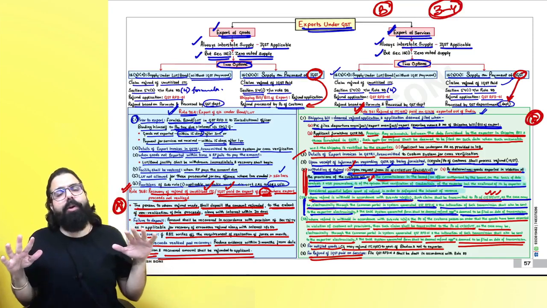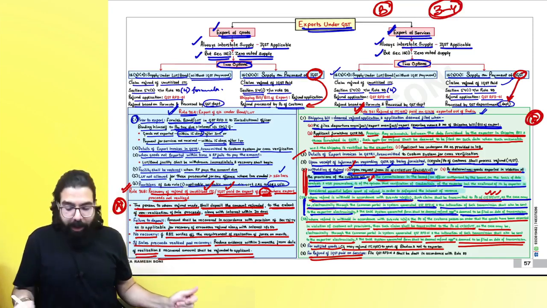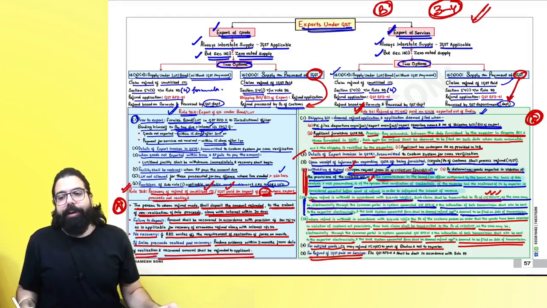I will go ahead and close all my discussion on the chapter of exports under GST over here. Congratulations, people.